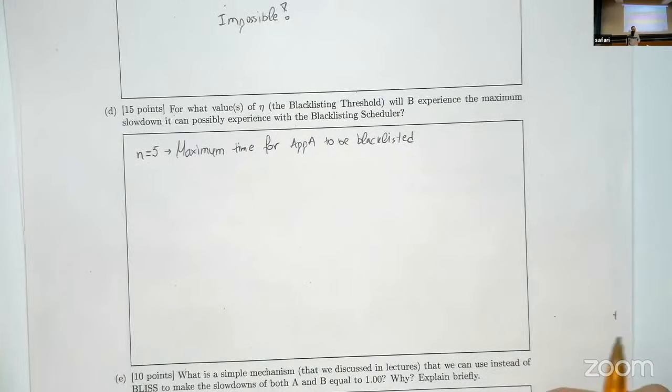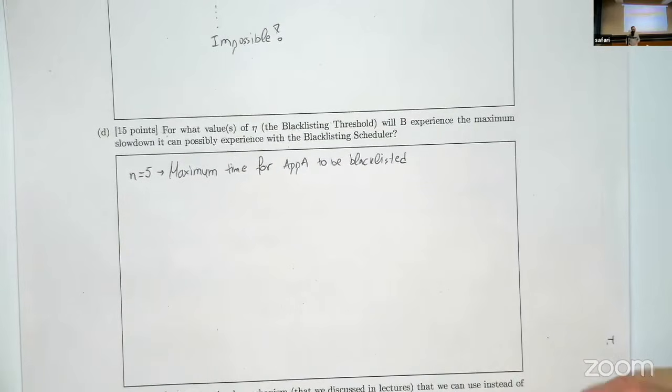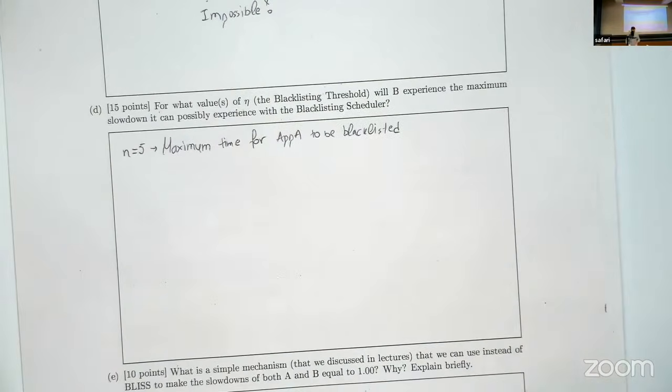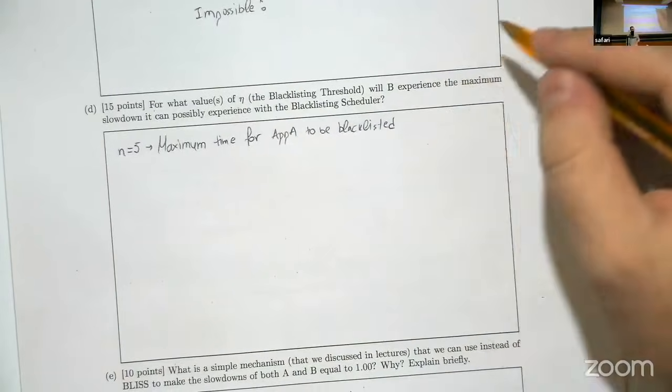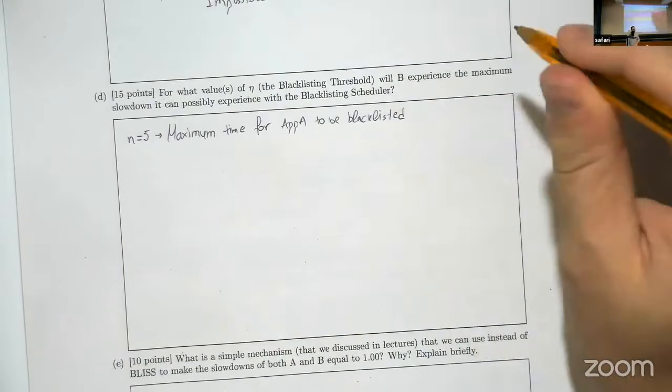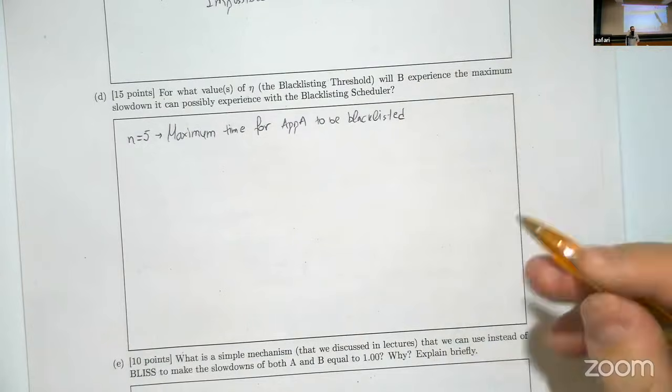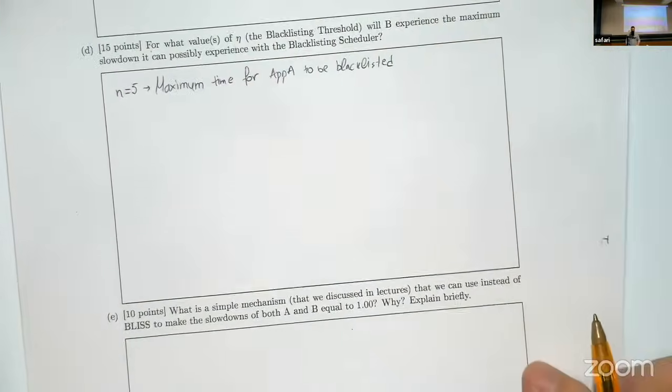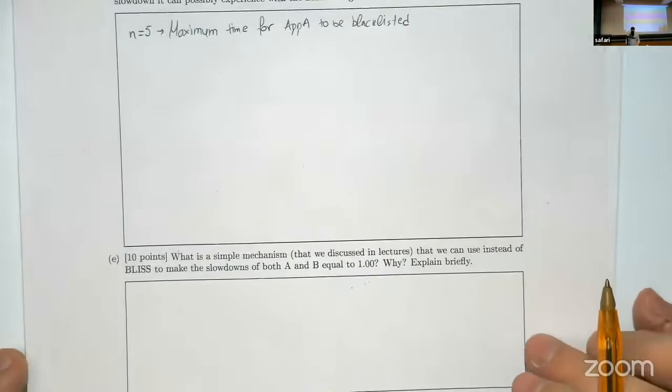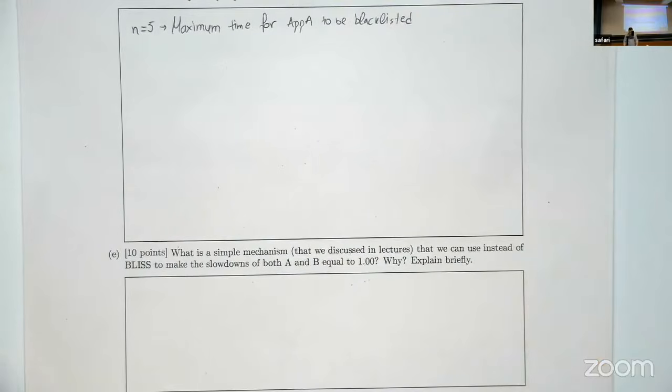Any questions on that? Yeah, in general, even though the answer is really short, these need a bit of thinking. It's not straightforward when you see the question. And then the last one, which is the easiest one, in my opinion. What is a simple mechanism that we can use instead of BLISS to make the slowdowns of both A and B equal to 1.00? And why?